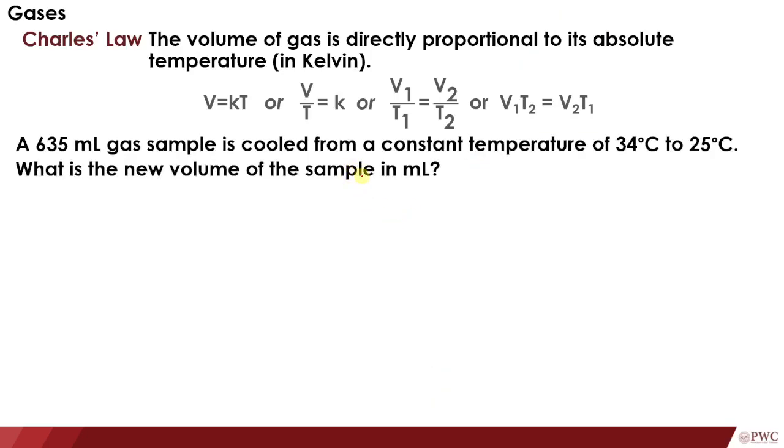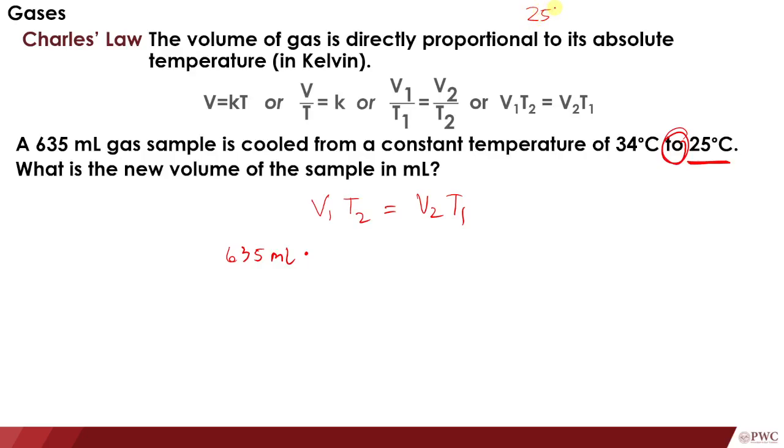Next, the same problem about Charles' law. We have V1 times T2 is equal to V2 times T1. Here, the initial volume is 635 ml, times the final temperature. Again, you look for the final temperature. That's from 34 degrees Celsius to 25 degrees Celsius. Again, just look for these key terms. This is the initial, this is the final temperature.